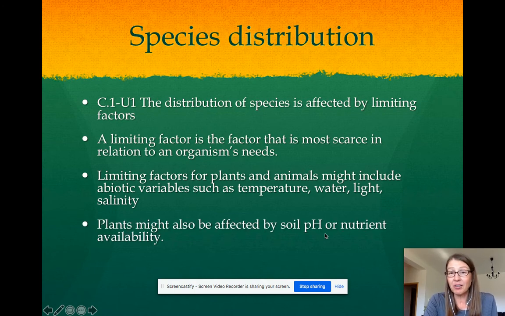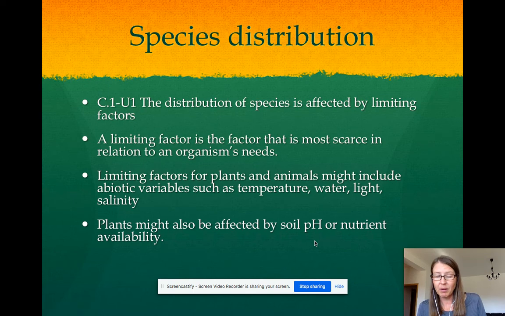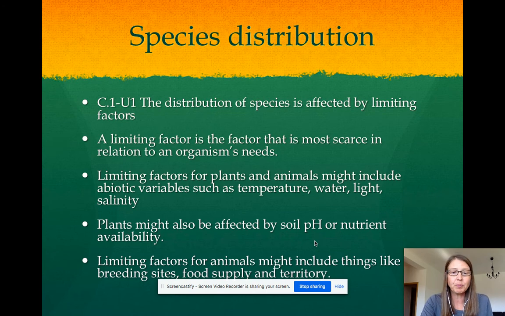Plants in particular, light will for sure be a limiting factor if there's not enough of it. Soil pH could be. Some plants prefer to live in a higher pH soil. Some prefer more acidic soils. And then nutrient availability: are there the appropriate amount of nitrates and phosphates available? For animals, you're going to additionally need breeding sites, a food supply, and some sort of territory if you're a territorial species. So these are all things that, if they are not meeting the requirements, then those could be the particular limiting factor, whichever one's the most stress on whether they live there or not.